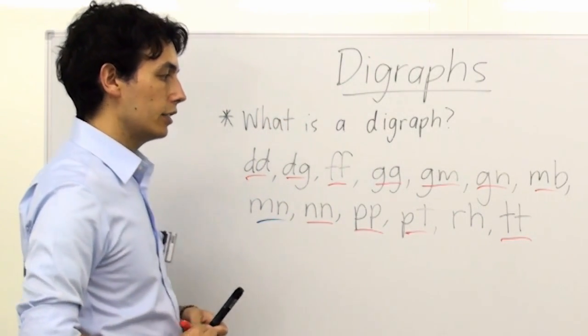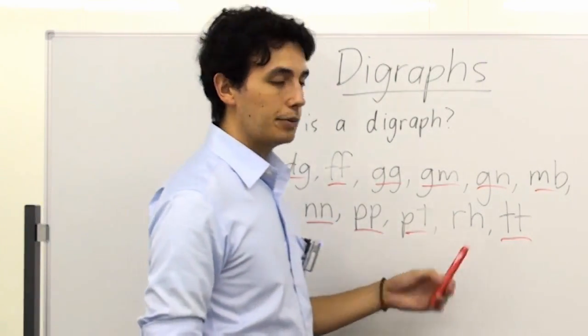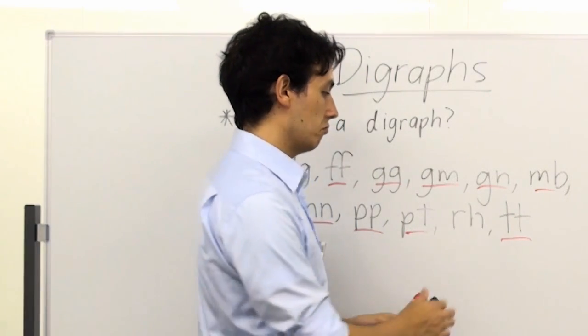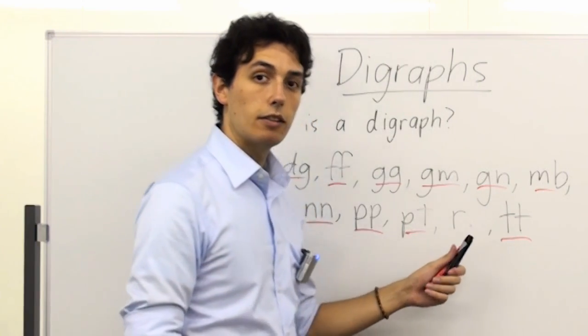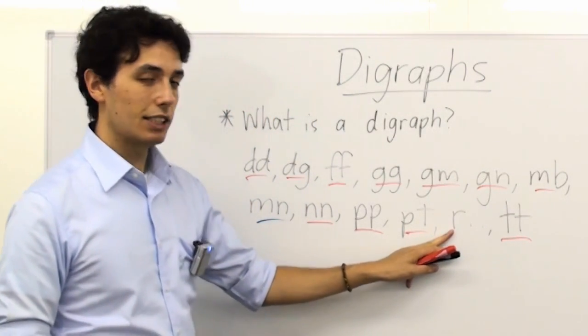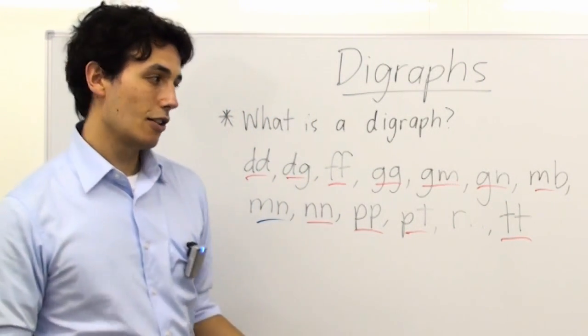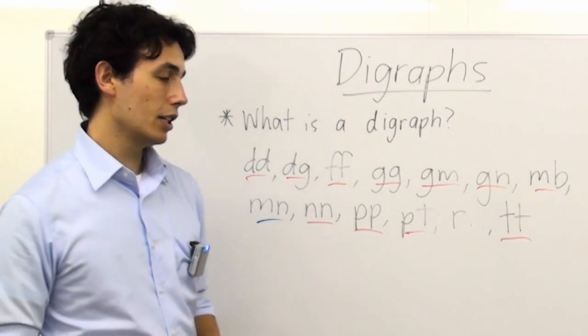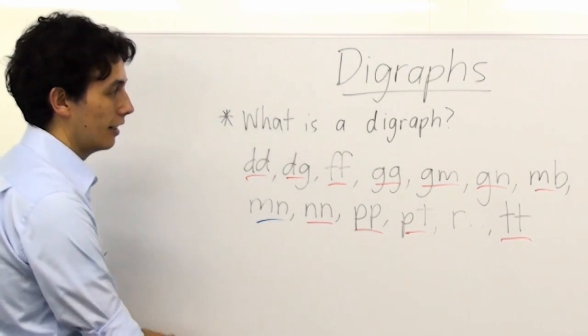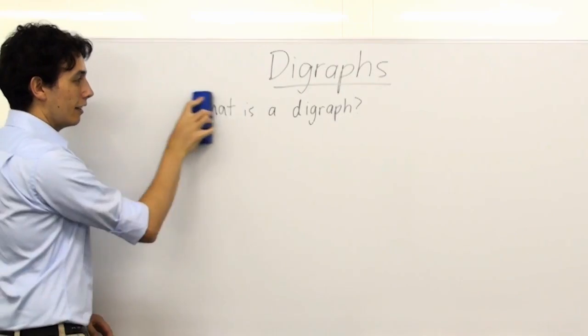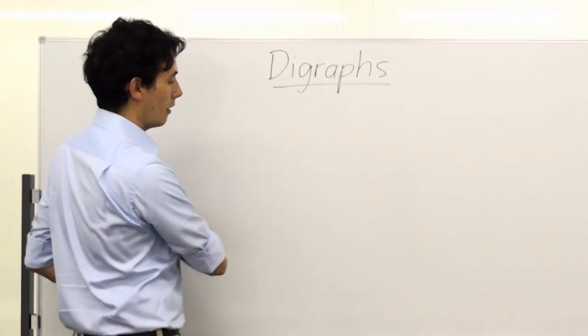And RH, the H becomes silent, so we just pronounce the R. I don't know why I rubbed that off. Just R as in rhythm, rheumatoid, things like that. Anyway, let's move on. Now we know what a digraph is.